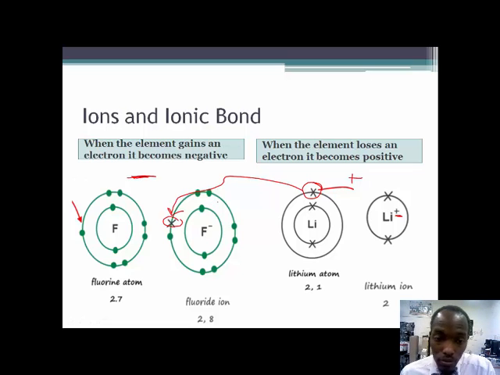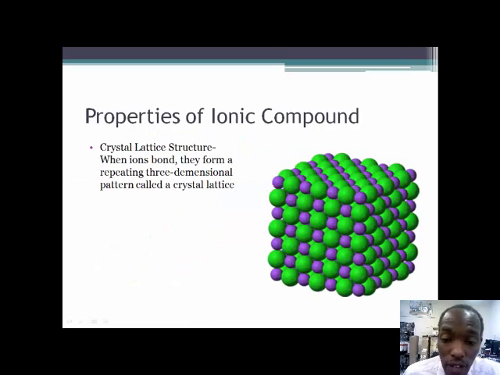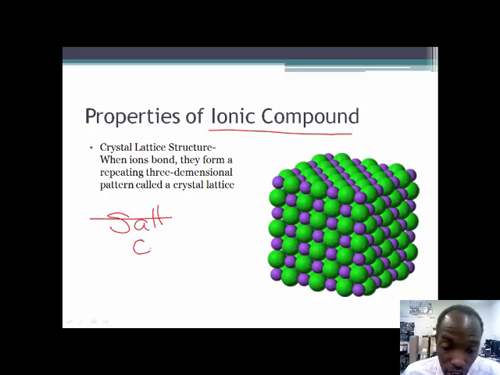Alright? So some properties of ionic compounds: ionic compounds form a crystal lattice structure. When ions bond, they form a repeating three-dimensional pattern called a crystal lattice. And when you look at salt very closely, you'll see that it's a crystal. It is in fact a crystal. With many ionic bonds, they form this crystal three-dimensional structure.